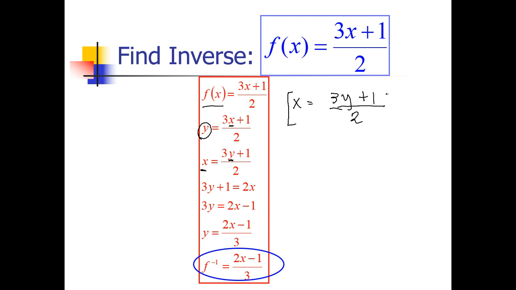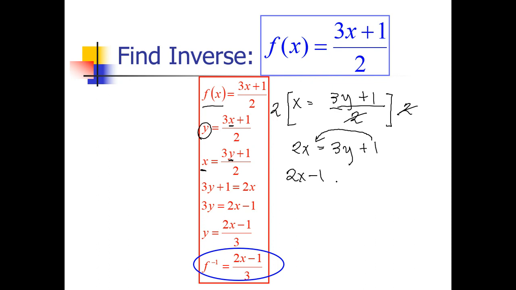We can remove that denominator by multiplying both sides by 2. Okay? So, 2 times x, we have 2x is equal to, then 3y plus 1 over 2 times 2. So, cancel, cancel, magiging 3y plus 1. Okay? Natanggal na natin si denominator. Next naman po is ilipat natin si positive 1. So, positive 1 will be transposed on the other side.